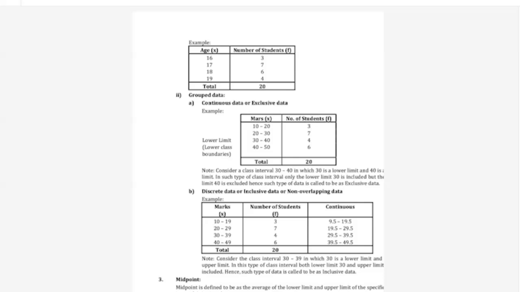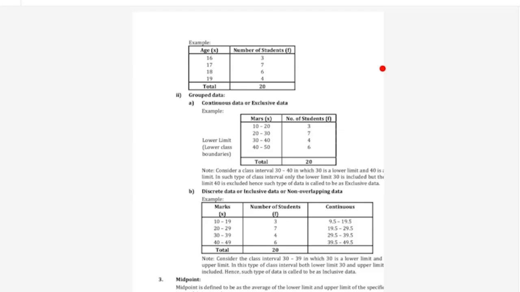Upper limits are called upper class boundaries. 3 is the frequency of the class interval 10 to 20. 7 is the frequency for 20 to 30. 4 is the frequency for 30 to 40. And 6 is the frequency for 40 to 50.